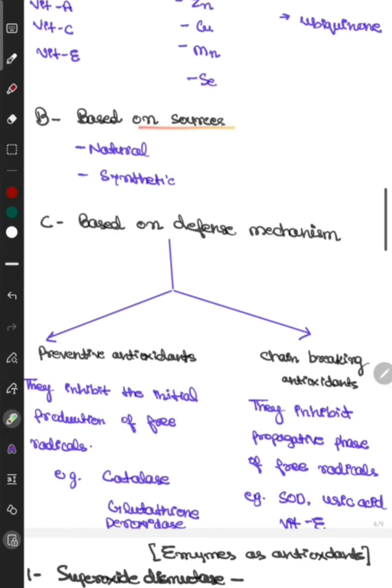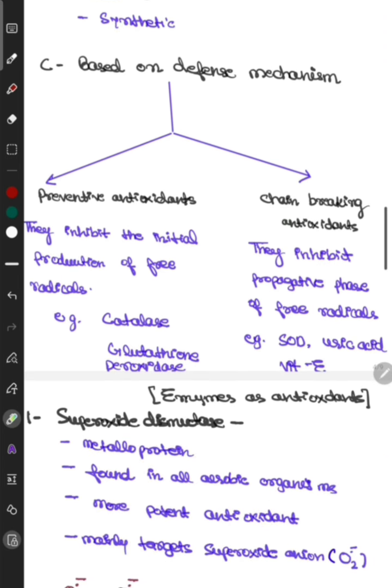Based on the sources, antioxidants may be classified into natural form and synthetic form. The third one is divided on the basis of the defense mechanism into two parts, that are the preventive antioxidants and chain breaking antioxidants. We know that the production of the free radical involves mainly three mechanisms. First one is the initiation mechanism, second one is the propagative form and third one is the termination form.